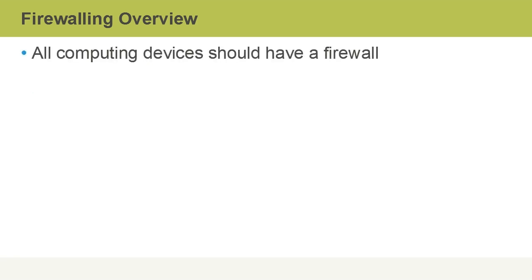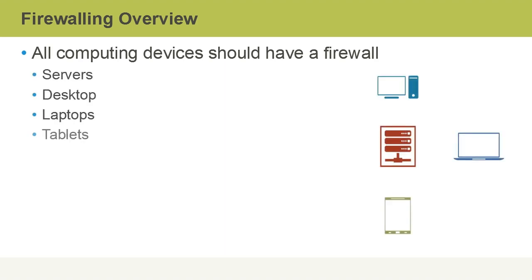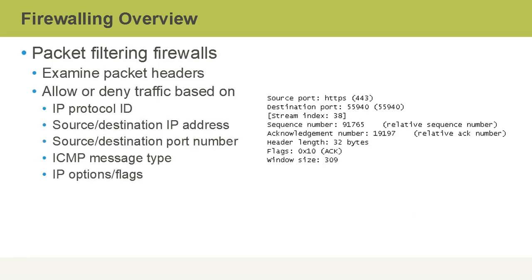All computing devices should really have a firewall solution installed. This includes servers, desktops, laptops, tablets, and of course, smartphones. A packet filtering firewall is one that examines packet headers as seen pictured here on the right-hand side of the screen. So for instance, in this packet header, we see a source and a destination port, a sequence number, an acknowledgement number, which means it must be a TCP header. We see things like header length and so on.